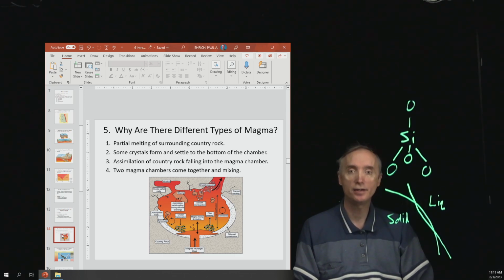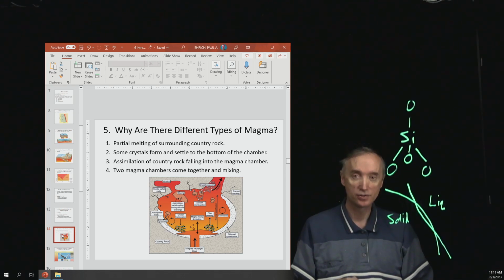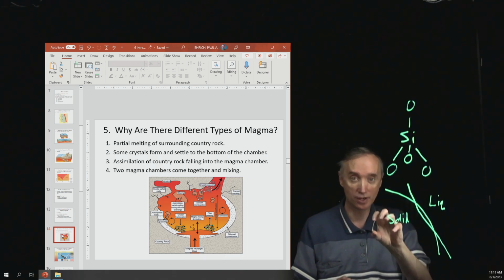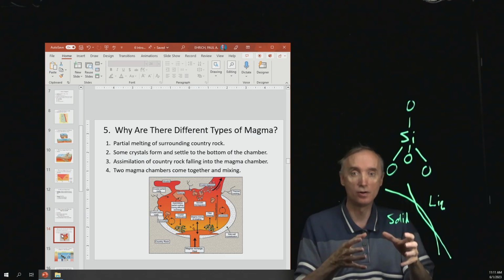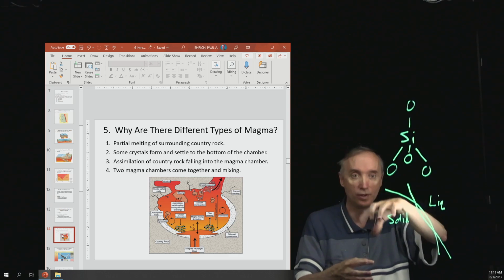Why are there different types of magma? If we start with a blob of magma, why would it change its composition? You need to know these 4 different mechanisms for changing the chemical composition of a magma. The first one is going to be partial melting of the surrounding country rock. Country rock just means the rock that is around the magma chamber, so the heat of the magma chamber can dissolve some of the rock that is surrounding the magma chamber, and that can mix with the magma.